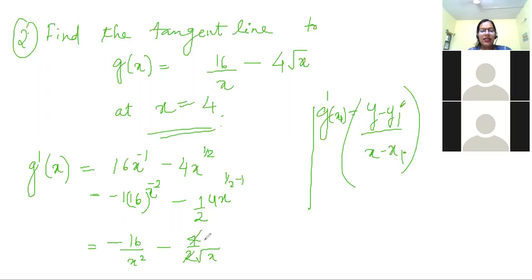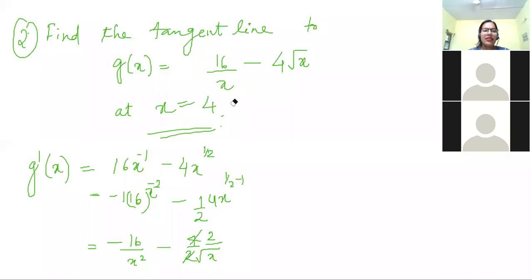Yes, ma'am. And this can be written as 2. So 4 by 2 is 2. Girls, are you following? Yes, ma'am. Okay. So what is the next then? What do I have to do next? So it is minus 16 by x square minus 2 by root x. Okay. So this is what I got as g of x.